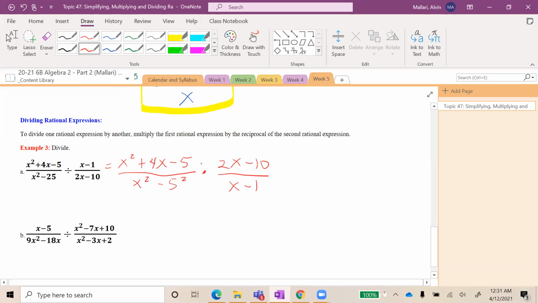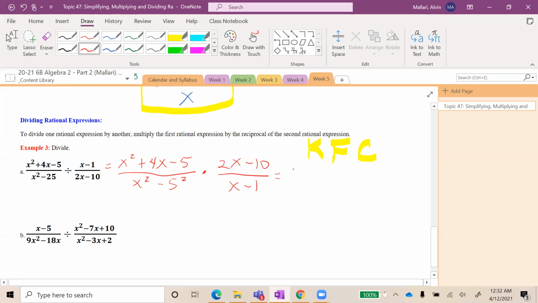So this is like the KFC rule. We keep the first fraction, then we flip the second fraction, and then we change the sign. So the sign here is division. We change that into multiplication. Okay? All right. Now after flipping the second group and changing the sign from division to multiplication, we can then factor the numerator and the denominator of each group.